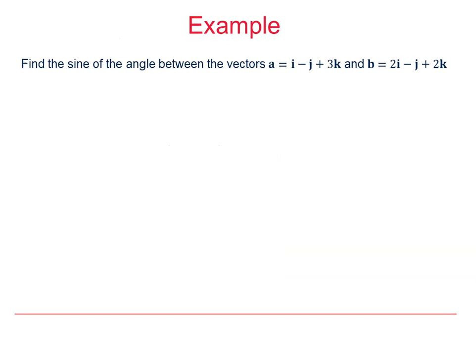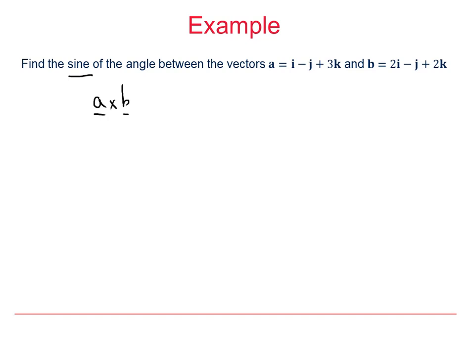However, in many questions what we're asked to do is to find the sine of the angle rather than the actual value of the angle itself. So what we need to do here in this expression is to work out, first of all, A cross B. We can do that using either the determinant method or the component method, and then calculate the size of that cross product, and then the modulus of A and modulus of B.